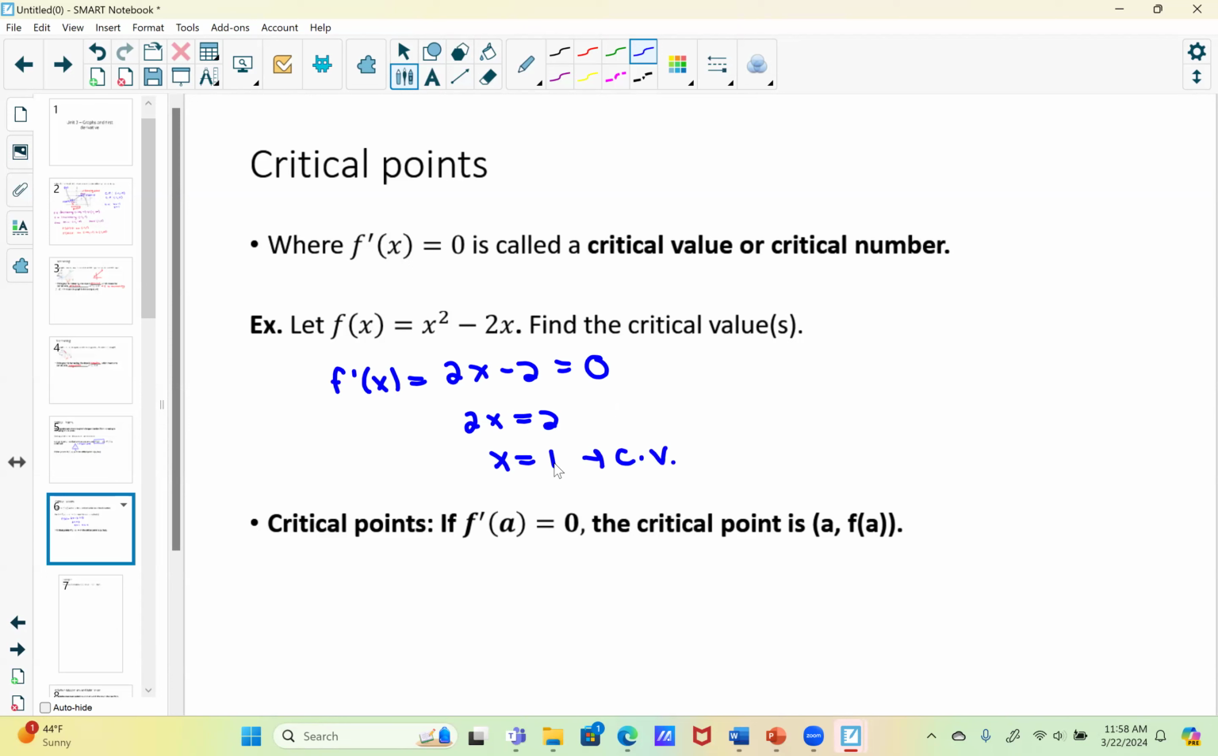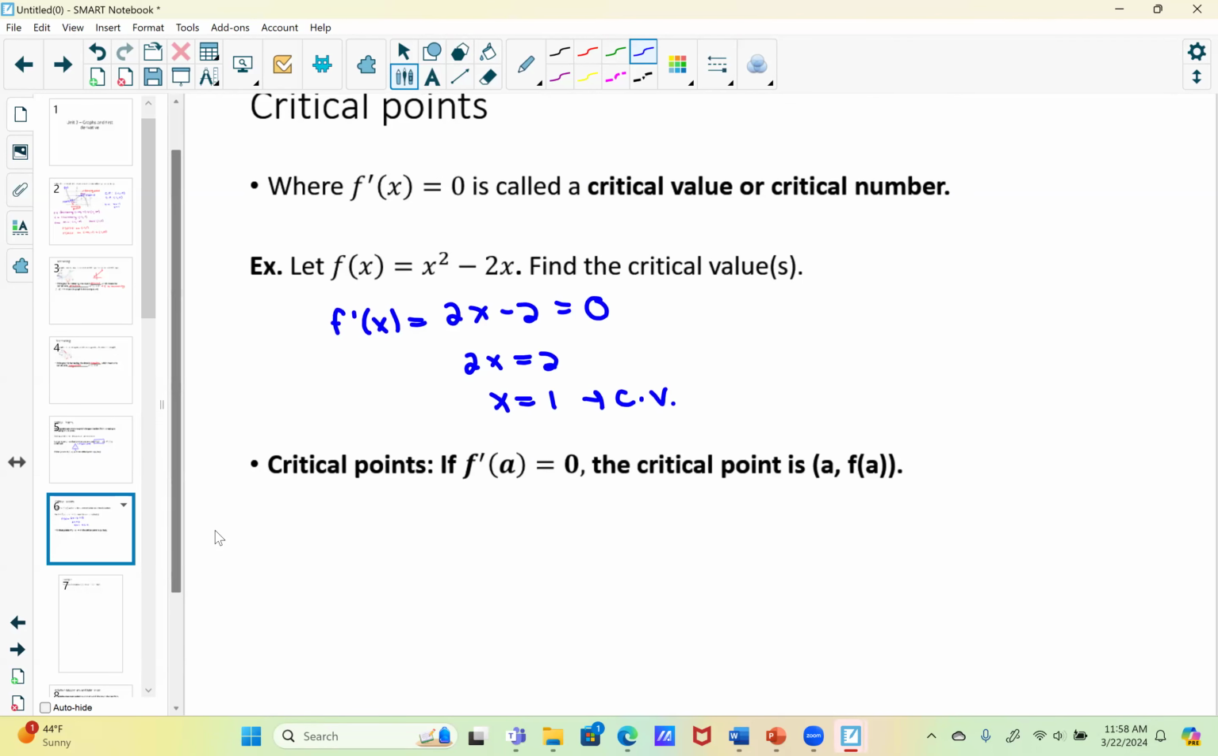This is where a possible max or min is going to occur, and we'll get into how we figure that out later on. Now, if the question says, find the critical point, I want the x and the y coordinate. So I found the x coordinate, but I have to find the y value. To find the y value, I always plug it into the original function f of x. Remember, f prime of x gives me the slope, not the y values.